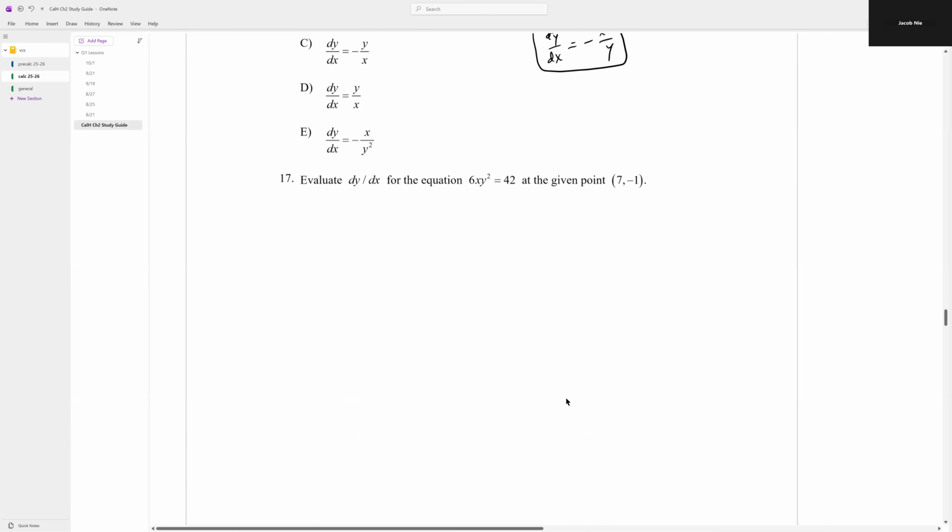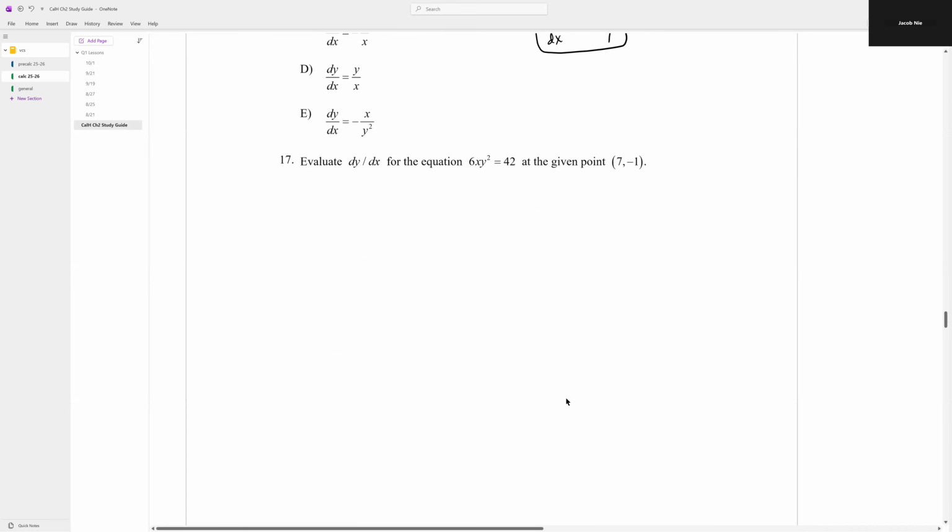Next question is very similar. Implicit differentiation, but now I have to evaluate the derivative at a specific point where I'm given the values both of x and of y. X is 7 and y is negative 1. So I'm going to take my equation and differentiate both sides with respect to x.